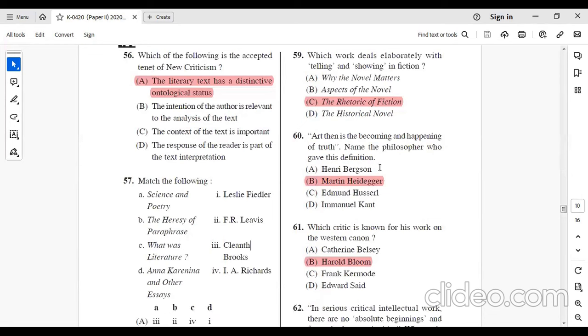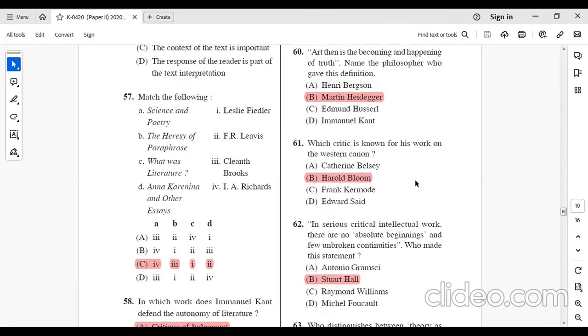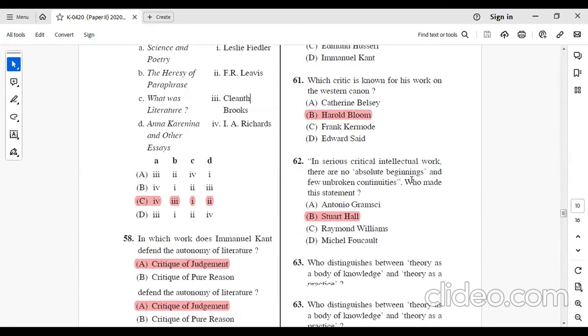Now, question number 60. Art then is the becoming and happening of truth. So who has given this definition about art? Martin Heidegger. Martin Heidegger has given it. Which critic is best known for his work on the Western canon? Harold Bloom. Harold Bloom is very popular for his work on the Western canon.